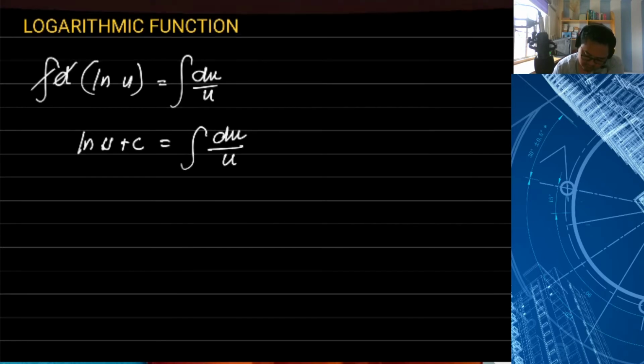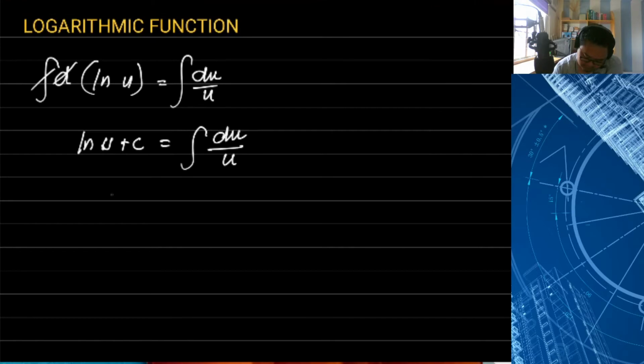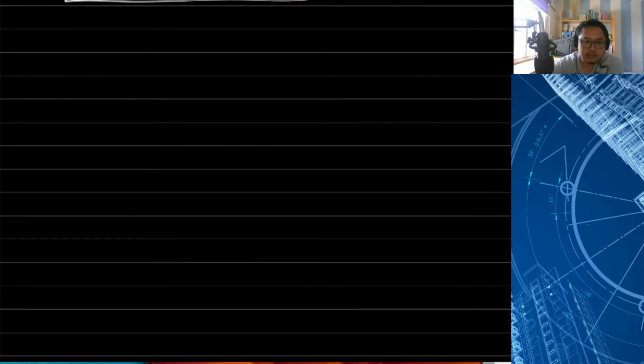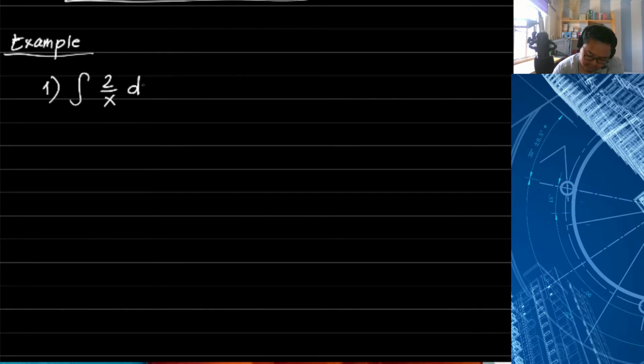So you have now the function. If I interchange this, it becomes integral of du over u equals ln u plus c. This is now the formula for the integration of logarithmic function. Okay, let's jump to examples. Example number 1: integral of 2 over x dx.